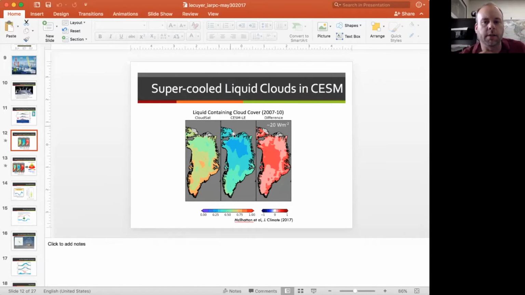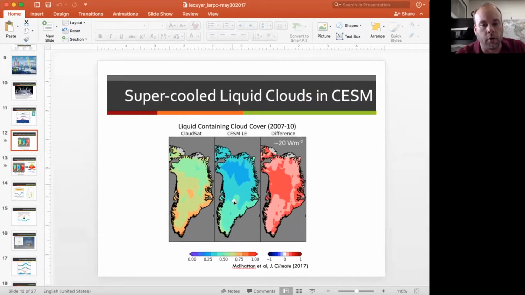But this is a comparison here of the fraction of clouds in CESM that contain supercooled liquid over the Greenland ice sheet, and this is the comparison against the CloudSat and Calypso observations. And one thing you should see right away, this is the difference between the two of them, is that there's a significant underestimate over the entire ice sheet in the CESM model of the amount of supercooled liquid containing clouds.